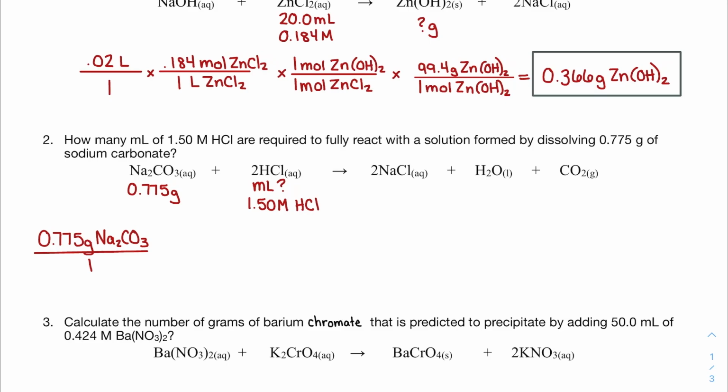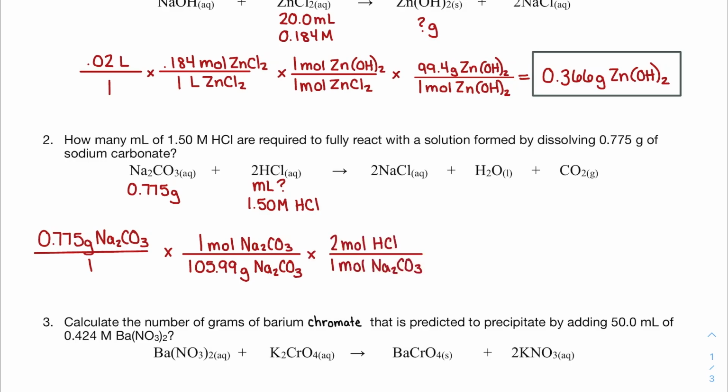We're going to do 0.775 grams of sodium carbonate over 1, and then we're going to divide by the molar mass of sodium carbonate, which would be 105.99 grams. This tells me how many moles of sodium carbonate I have. The next step is comparison, moles to moles. 1 mole of Na2CO3 is 2 moles of HCl. And now I can use my conversion factor of 1.5 moles of HCl per liter.